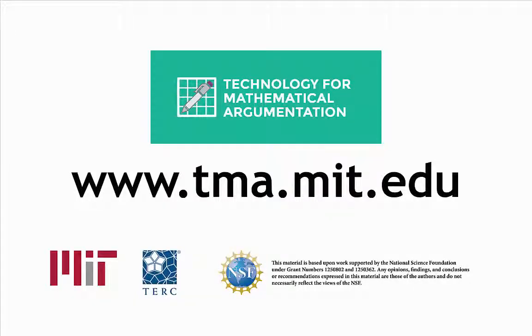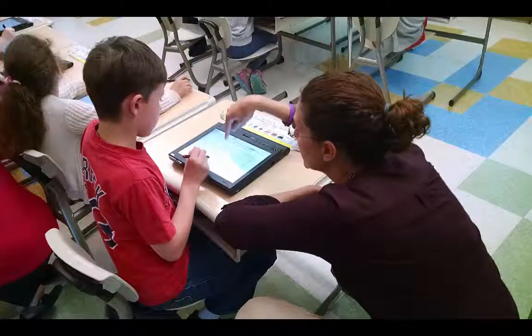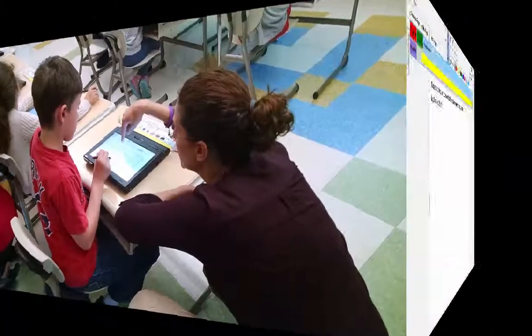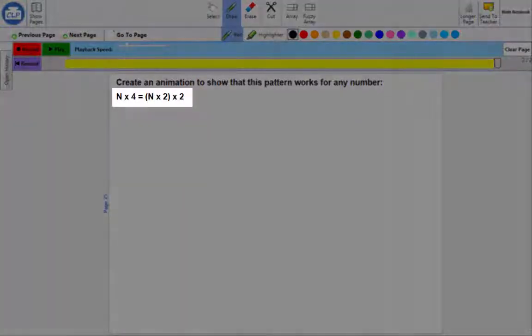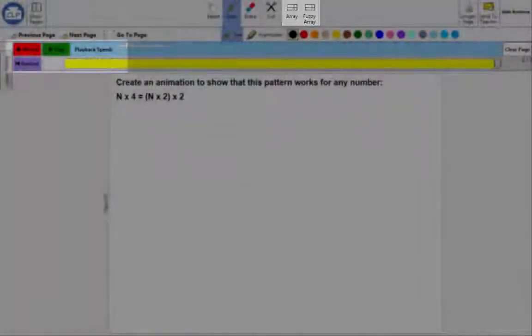Technology for Mathematical Argumentation, or TMA, collaborated with leading mathematics educators studying early algebraic reasoning in order to design and implement a computational toolset with which students can construct and share mathematical proofs in the service of learning to be competent algebraic reasoners.